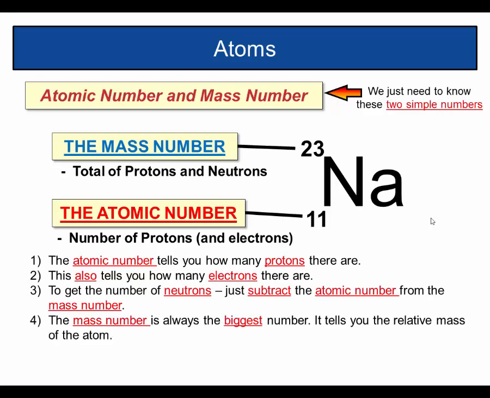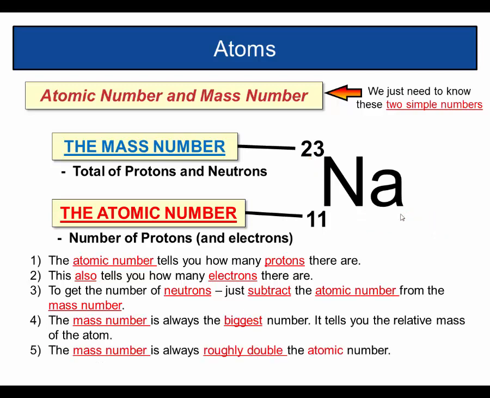The mass number is always the biggest number. It tells you the absolute mass of the atom. So let's go back and cover my mistake, shall we? 11 protons, we've got 11 electrons. Now to work out the neutrons, we simply look at the difference between these two values. Even my basic math says that 23 minus 11 is 12. So you've got 12 neutrons and they have no charge. So 11 positive charges, 11 negative charges and 12 neutrons.